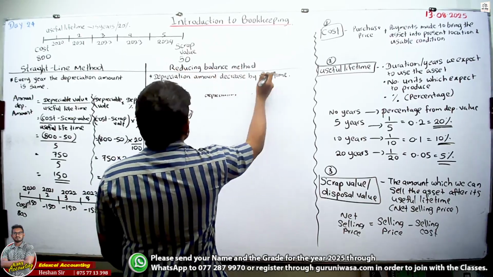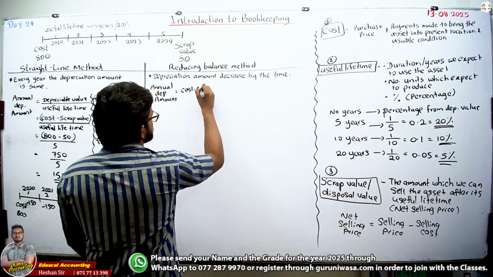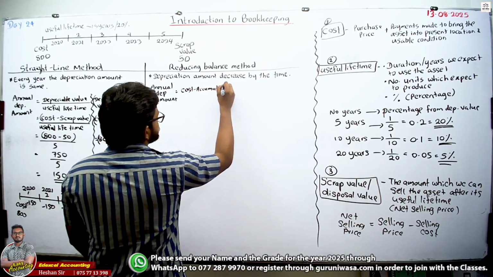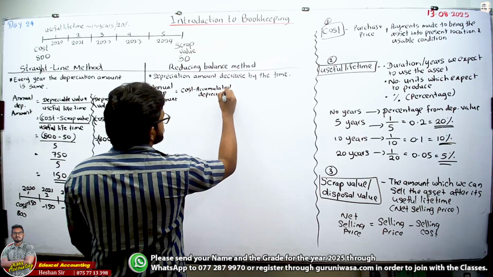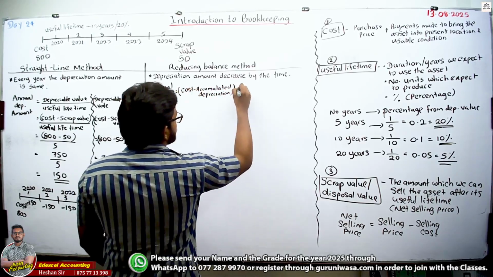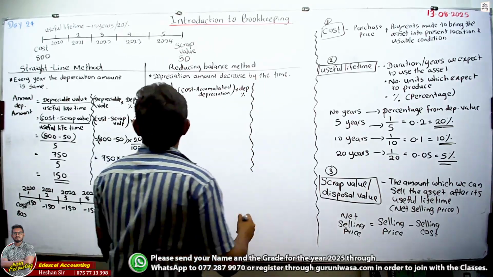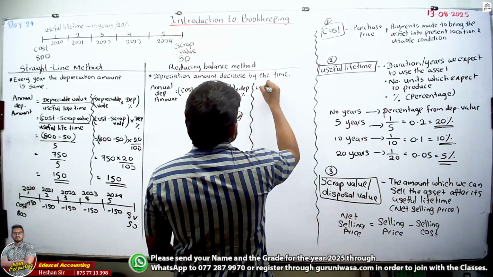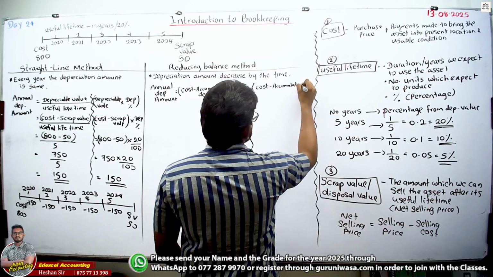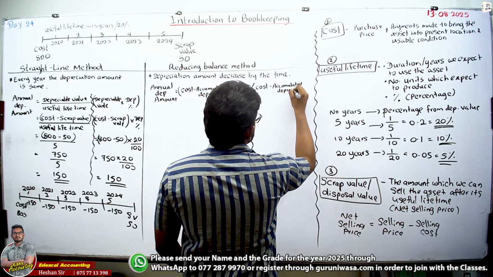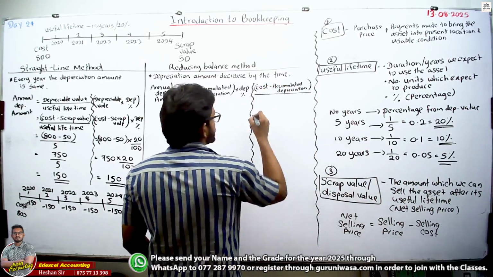I'll write this. Cost minus accumulated depreciation, multiply depreciation percentage per year. Cost minus accumulated depreciation, divided by useful lifetime.